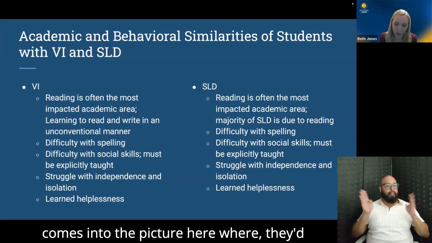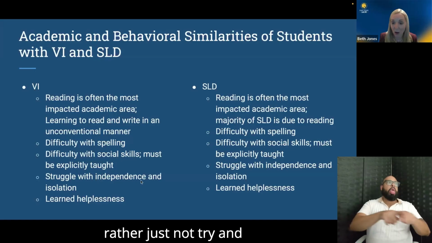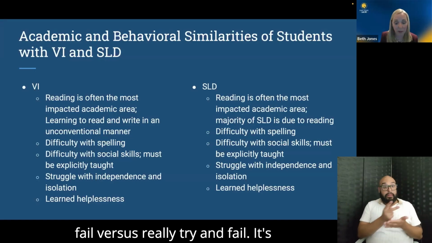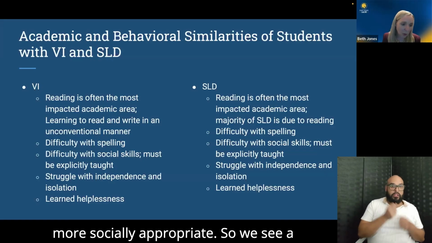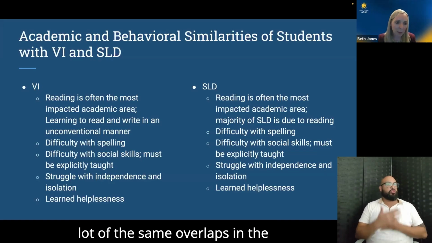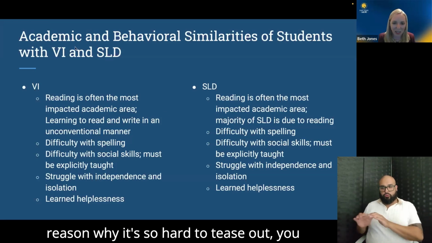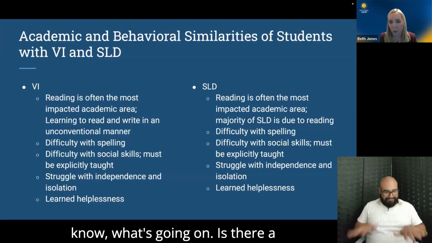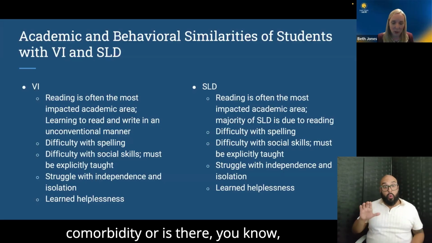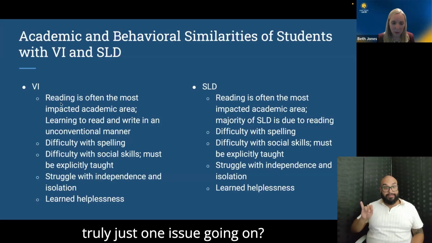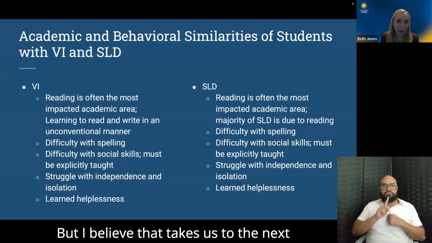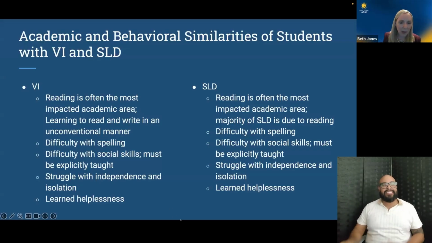Learned helplessness comes into the picture here, where they'd rather just not try and fail versus really try and fail. It's more socially appropriate. So we see a lot of the same overlaps in the population, and that contributes to the reason why it's so hard to tease out what's going on. Is there a comorbidity, or is there truly just one issue going on? But I believe that takes us to the next slide.